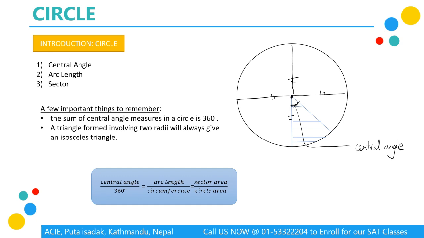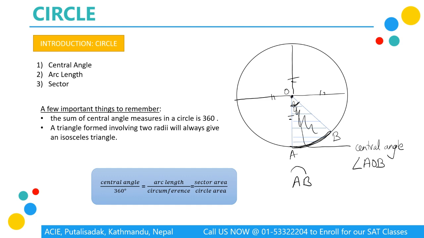And the arc length, if this is A and this is B, and this is the origin, then the central angle is angle AOB, whereas the arc length is going to be AB, this. And sector itself is the section of the circle that is separated after two radii are drawn. So this itself becomes a sector.